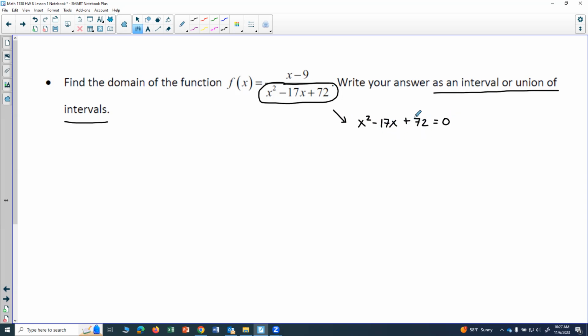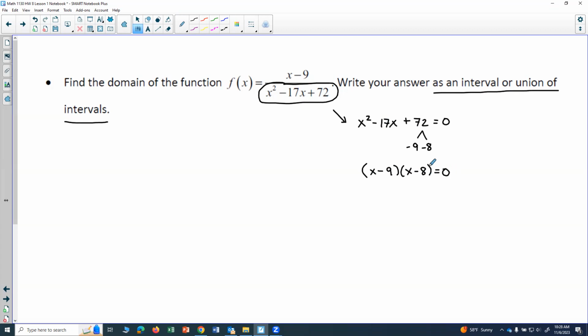So I want two factors of 72 that add up to be -17. So it would have to be a negative times a negative in order to multiply to be a positive and add to be a negative. So let's think about this. I know that 9 times 8 equals 72. So if I did a -9 and a -8, that would multiply to be 72 positive, and then it would add to be a -17. So I'm going to go ahead and use x minus 9 times x minus 8 equals 0.